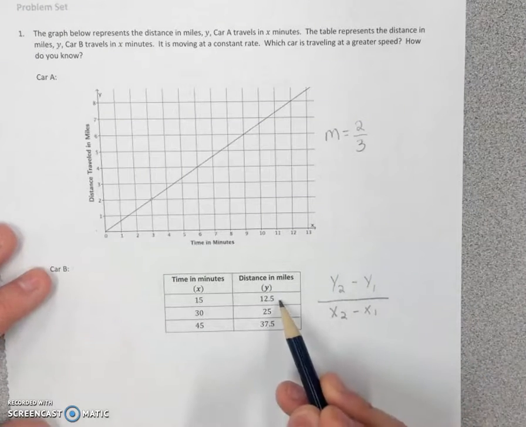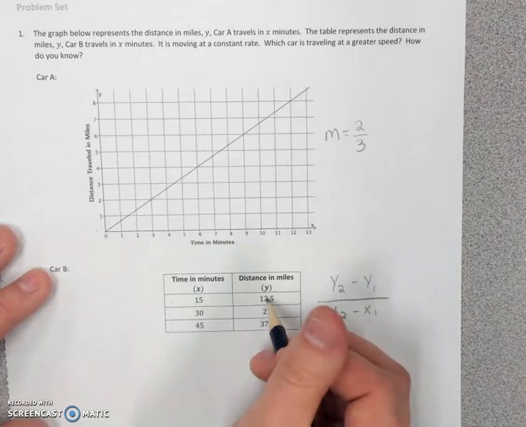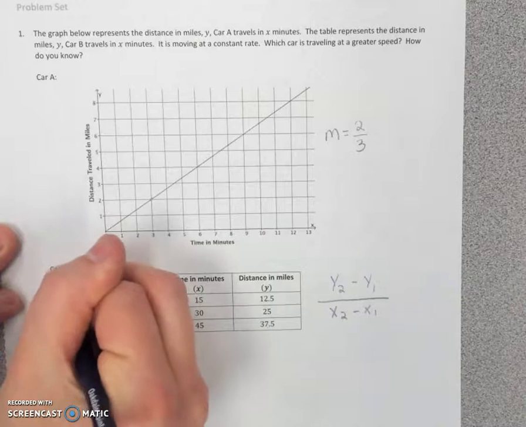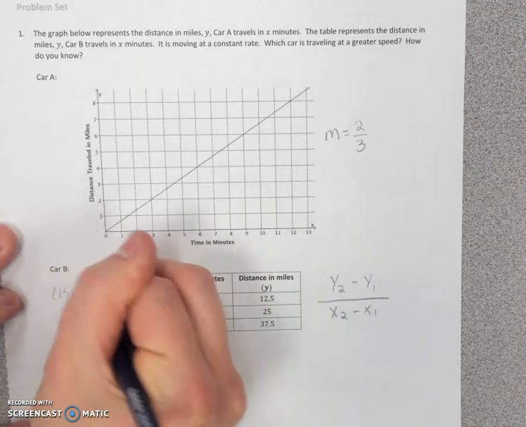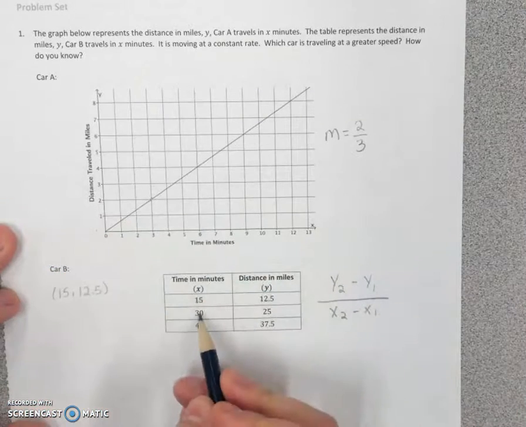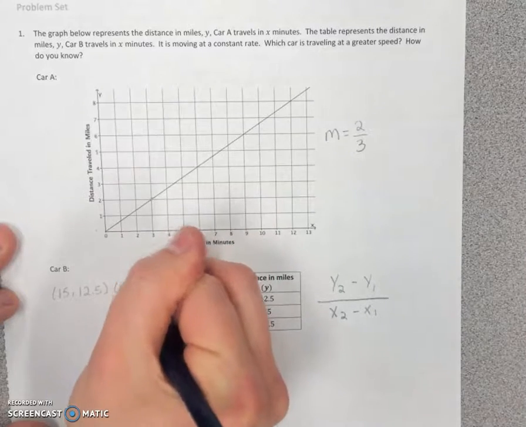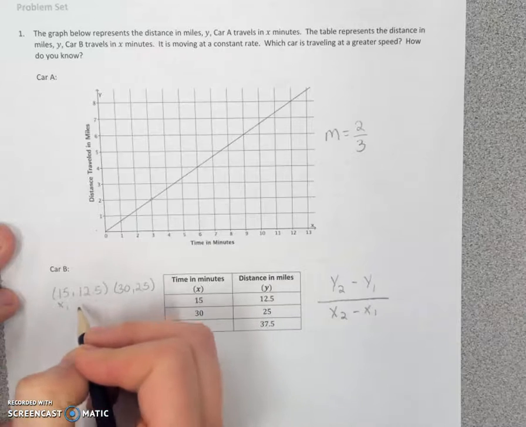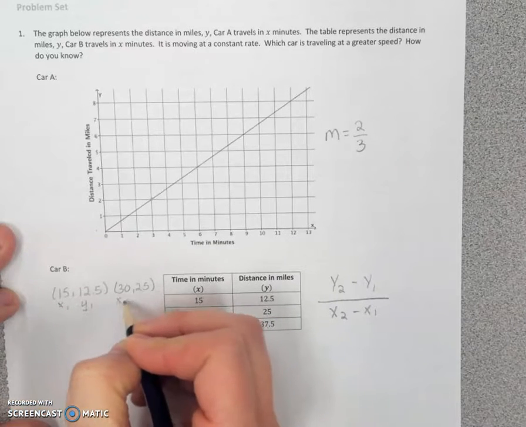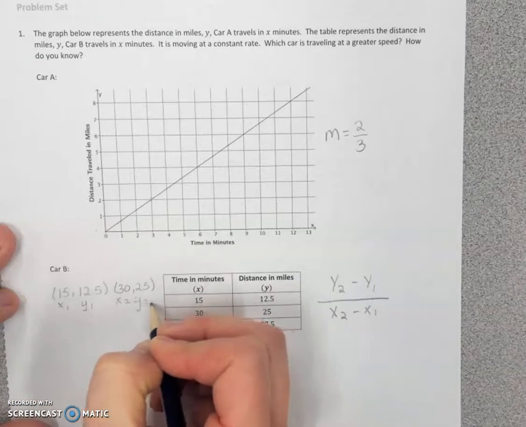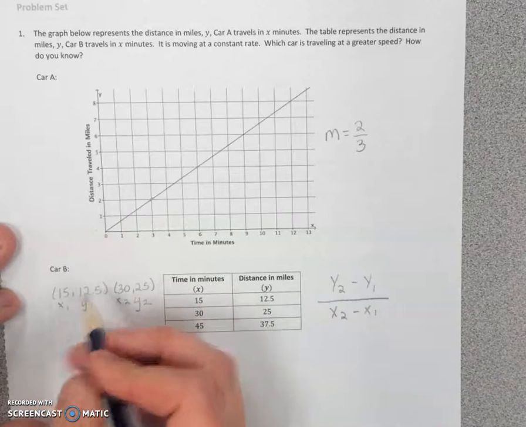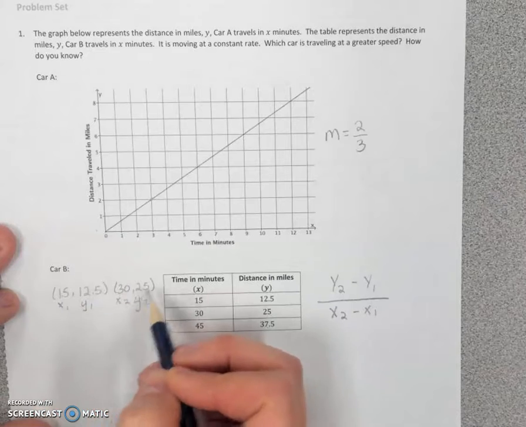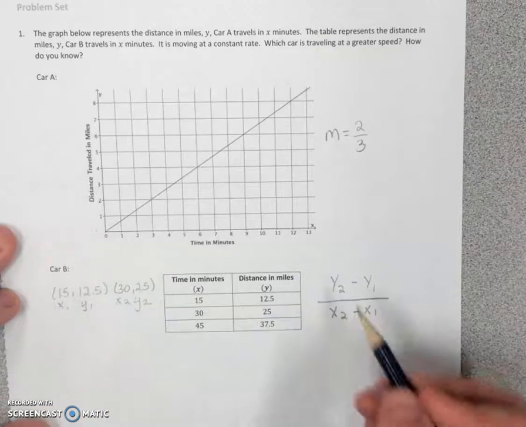I'm going to write my points over here to make it a little easier on myself. 15, 12.5, and then 30 and 25. I tell you this all the time. I know it's extra work, but guys, I'm telling you, if you just label each one, it'll make your life so much easier. This is x1, this is y1, so it's our x coordinate and our y coordinate for our first point. Our x coordinate and our y coordinate for our second point. Okay, so now I can easily plug them in.